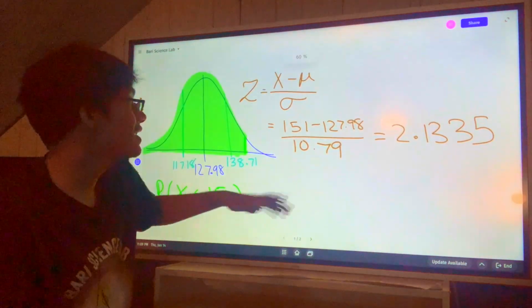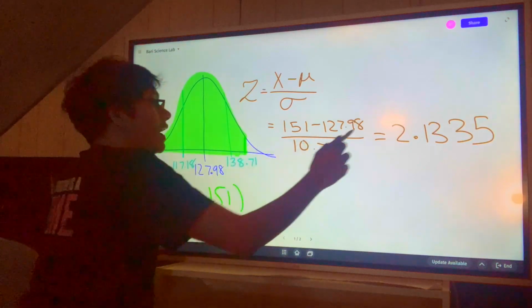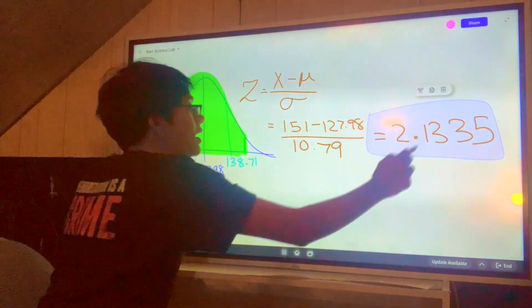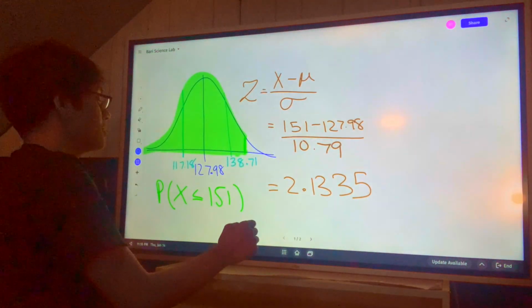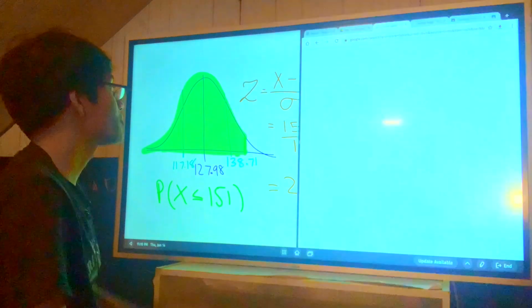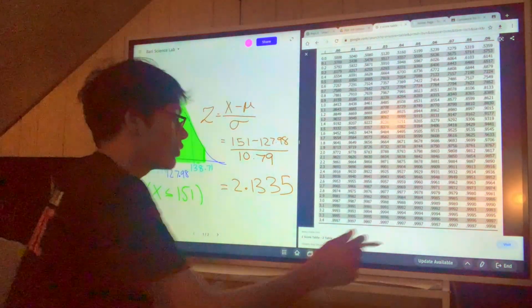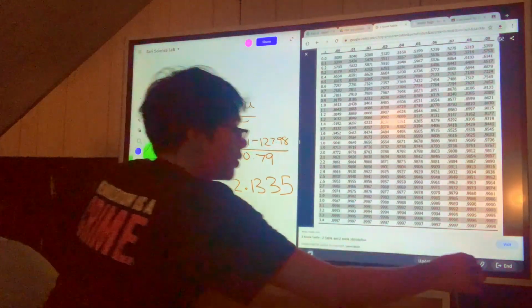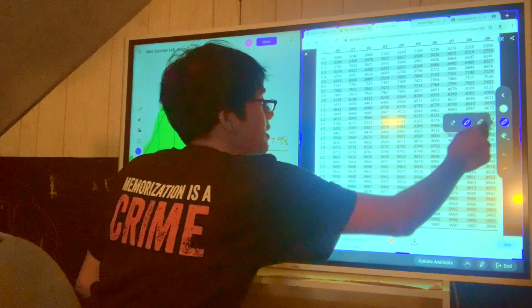But now we have to find the actual area, the probability associated with that z-score. How do we find the probability associated with a z-score of 2.1335? Well, of course, we can just use the z-score table. So let's go to Google and let's find the z-score table. And look, there it is. So let's look at 2.1335. So 2.1335 is going to be where? Let's see if I can highlight this thing.